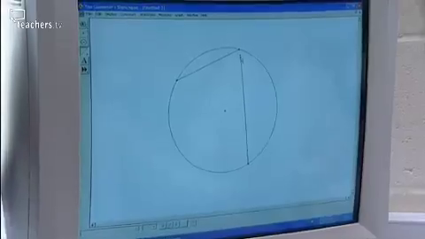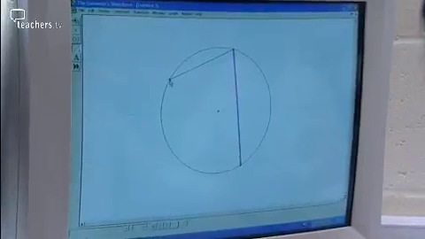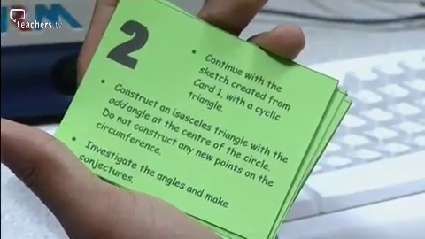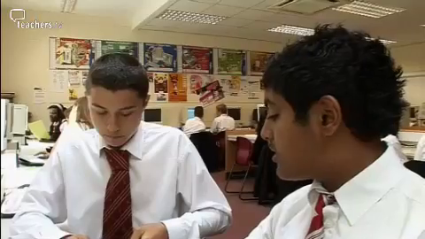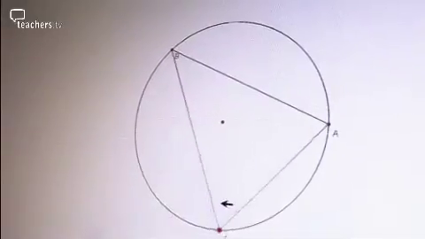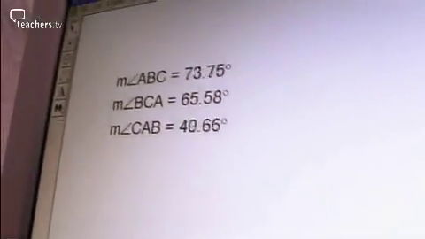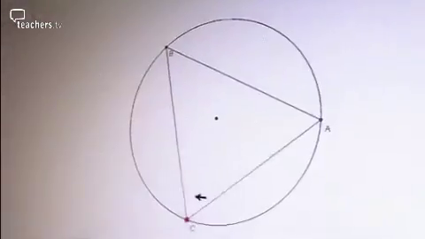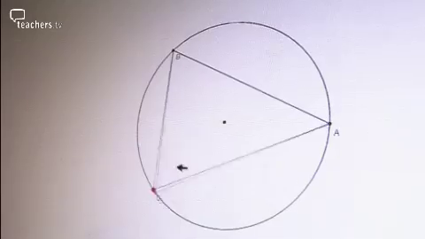They've used this software a few times before and have done some work on the properties of triangles. Now you've got to construct an isosceles triangle with the odd angle at the centre. The odd angle at the centre? Yeah, you know how to do that. Right. Where did you start? The students have set up the software to display the angles in their triangles on the screen, and it's not long before they come up with some conjectures.